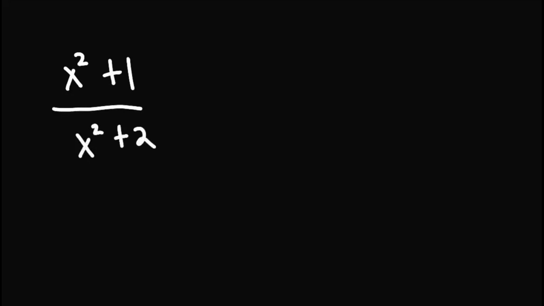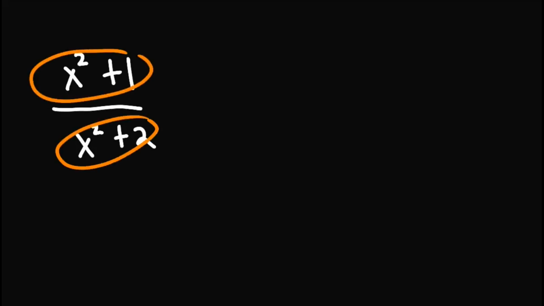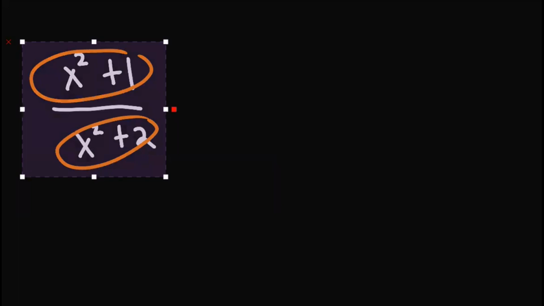First, what are rational expressions? Rational expressions are basically similar to fractions, but our numerator and denominator are composed of polynomials. So an example of this is, say, x squared plus 1 all over x squared plus 2. This is a rational expression since the numerator is a polynomial and so is the denominator. So let's have this as an example.